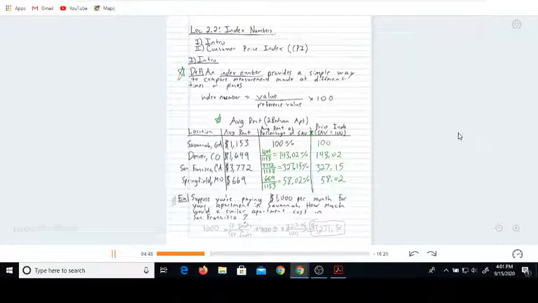So let's go ahead and look at this example down here. Suppose you're paying $1,000 per month for your apartment in Savannah. How much would a similar apartment cost in San Francisco?